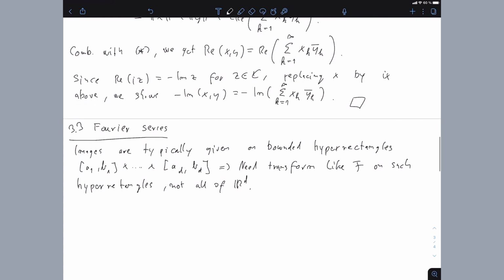And we want to avoid this. So we don't want to have an over-representation of our images. We want a precise representation.